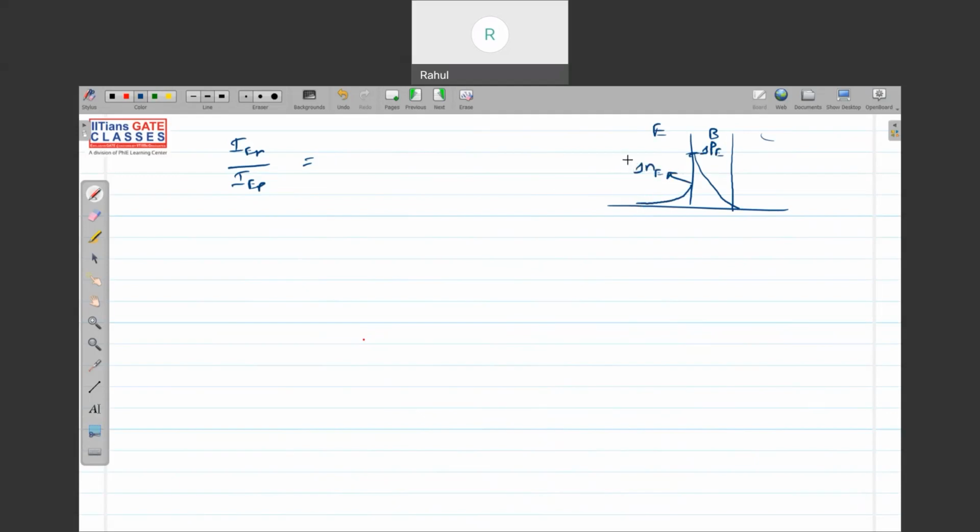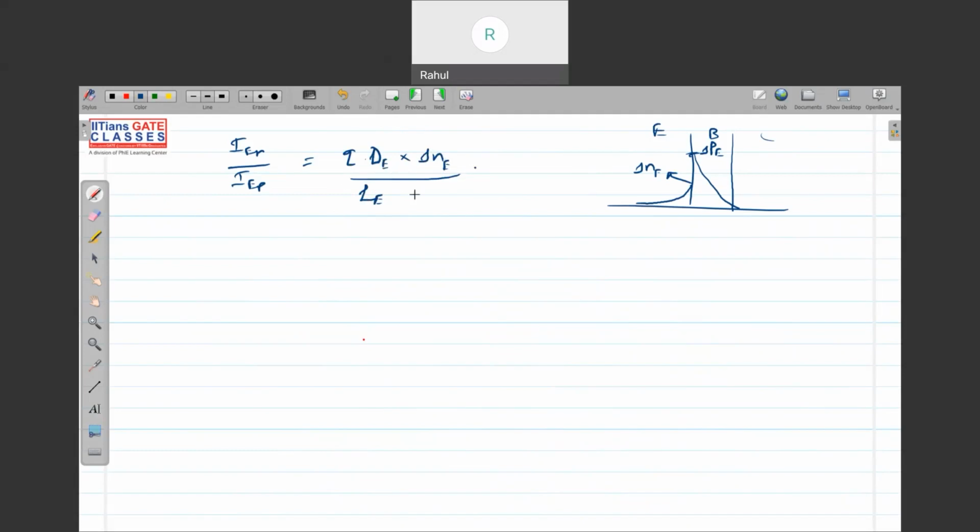Okay, so IEN, you know, IEN is Q into DE, where DE is the diffusion constant in the emitter region for minority carriers, into del NE divided by LE, the diffusion length in the emitter region. Okay, this is my IEN.